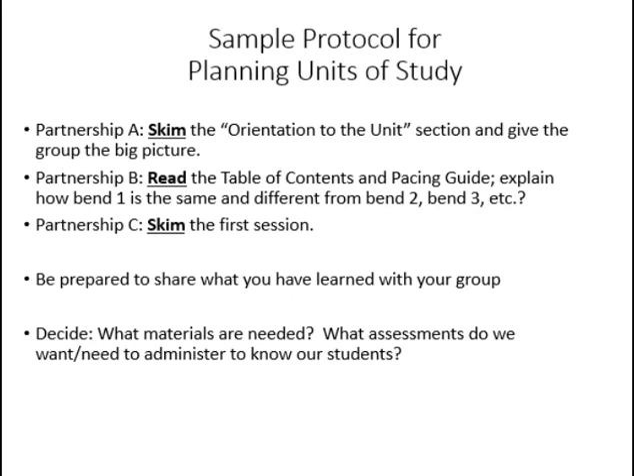Partner B would then read the table of contents and pacing of the unit, and be able to explain how the unit had been broken out by bends, and how they're different from one another. And then the last partner had to skim the first lesson or session. Then they taught each other, so that they all weren't reading everything start to finish, but were dividing the work up and all getting the same understanding of what they were going to be doing. And then the last thing was to decide what materials they needed, and what assessments they were going to administer in order to know their students.